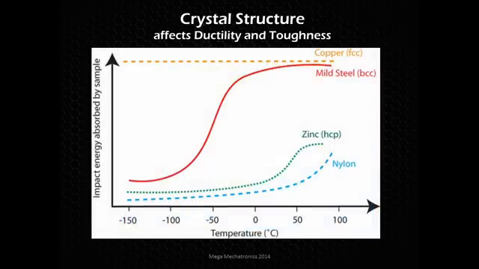fractured in that way. And looking at the chart again, as we touched on before, you see the copper is face-centered cubic. It's not affected by temperature, and this is related to that crystal structure. And you see the mild steel is highly affected. It does have the ductile-brittle transition.